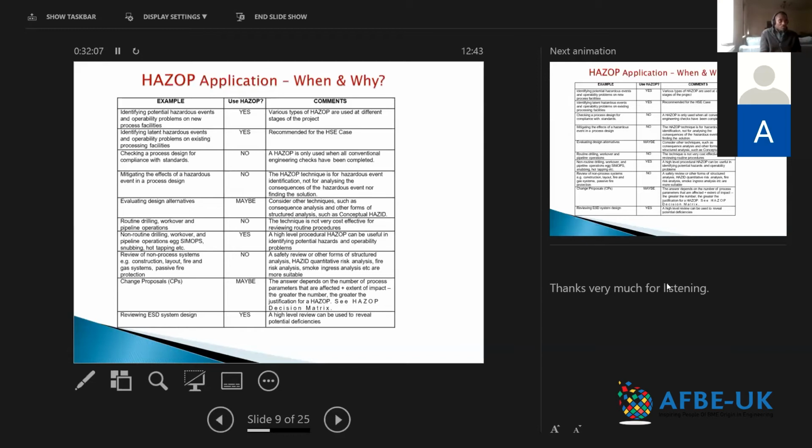And if you see the notes that I put there, the answer depends on the number of process parameters that are affected, plus the extent of the impact. So the greater the number, the greater the justification for a HAZOP. So refer there to the HAZOP decision matrix, which we'll touch on. For reviewing ESD system design, yes, you could do that. ESD system, emergency shutdown system design. You could carry out a high level, a coarse HAZOP to review that, to reveal potential deficiencies in such designs.